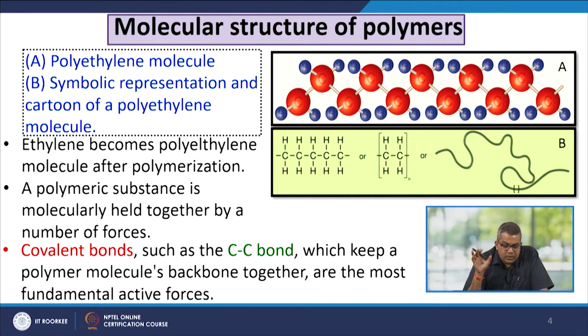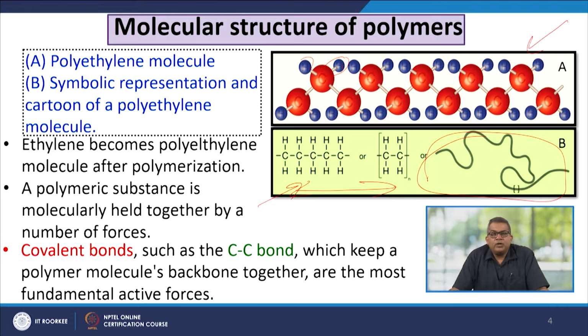Now if we talk about the polyethylene molecule, this represents the polyethylene molecule. Here you see the different carbon and hydrogen atoms attached together to form the long polymer chain. Now this particular figure represents the symbolic representation of the carbon skeleton of polymer molecules. So here this is the skeleton molecule and this can be represented in the form of a chain. So ethylene becomes the polyethylene molecule after polymerization.